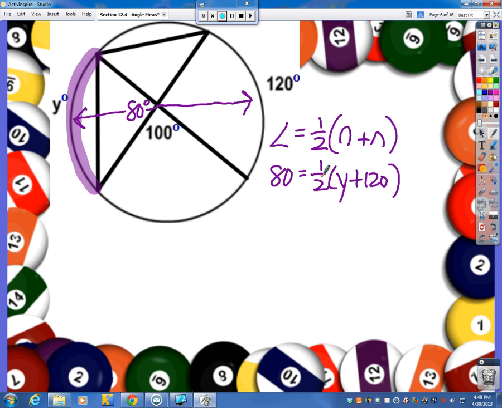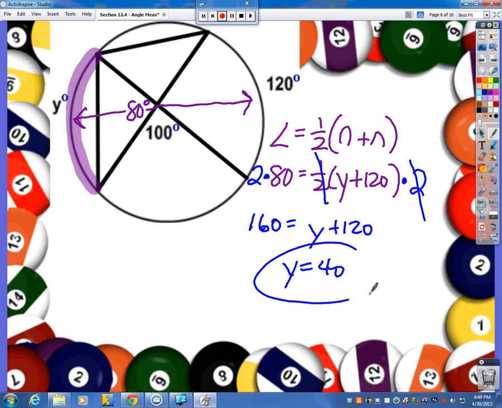We could get rid of this 1/2. Okay, it's 1/2 times this whole thing. So we could just multiply both sides by 2 instead. And that way we don't have to deal with any more fractions. So 160 is really equal to y plus 120. Subtract the 120 over, and y must be 40. Okay, again, that makes sense, right?